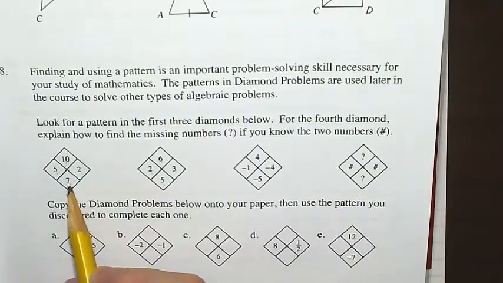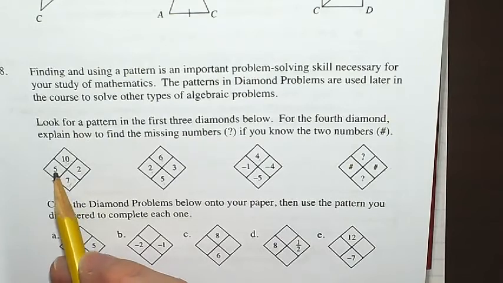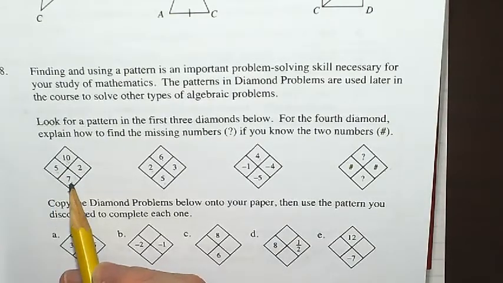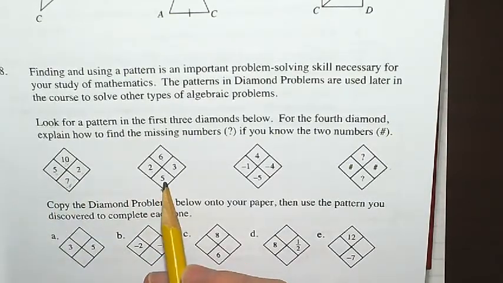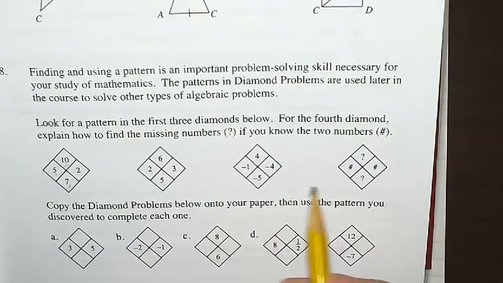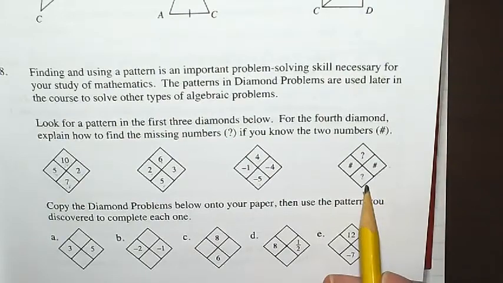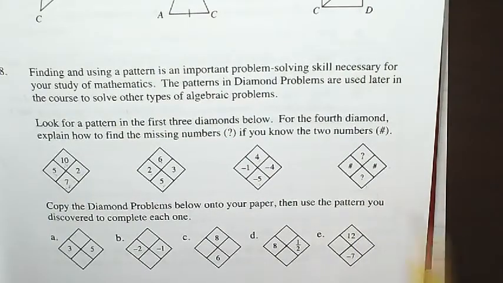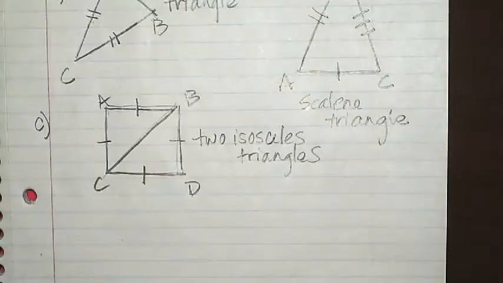And then let's look at the number on the bottom. Isn't 5 plus 2, 7? Isn't 2 plus 3, 5? Isn't -1 plus -4, -5? So then the number on the bottom is the sum. Okay, so let's make a note of this.